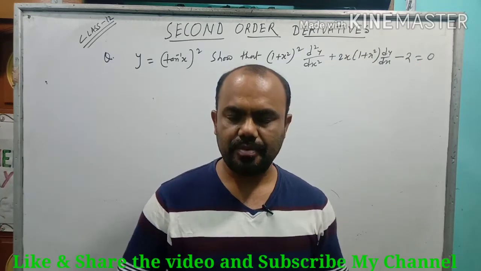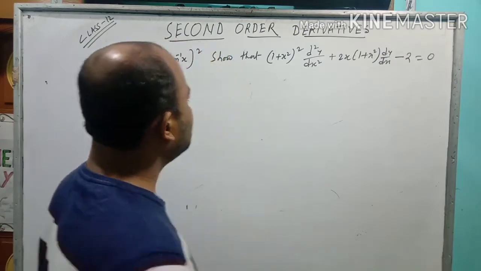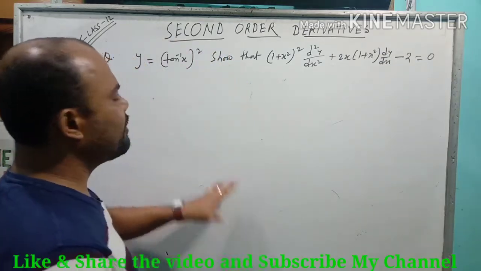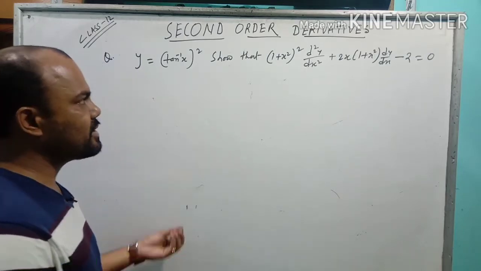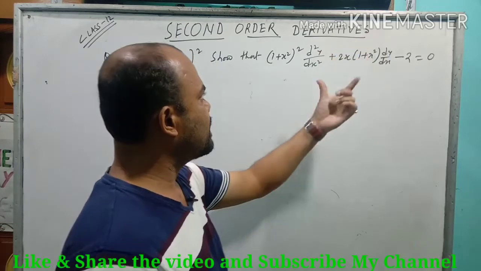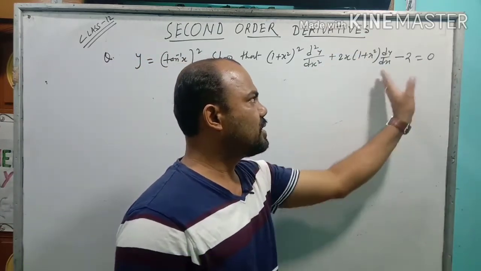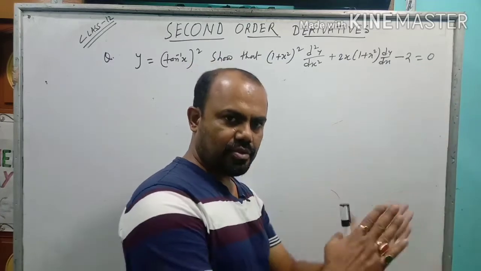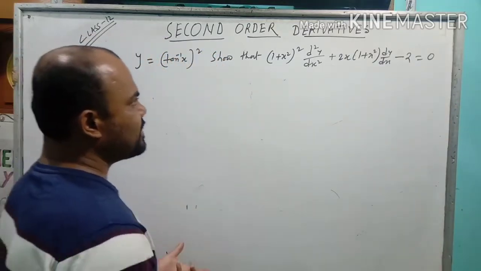For this type of questions there are two methods. One is the general method: simply y is given, find dy by dx, then differentiate the value of dy by dx, then take the LHS. In LHS put the value of dy by dx, d2y by dx square, then simplify, and then show that this is equal to RHS. That is, show that LHS is equal to RHS. But this one is a very simple process.